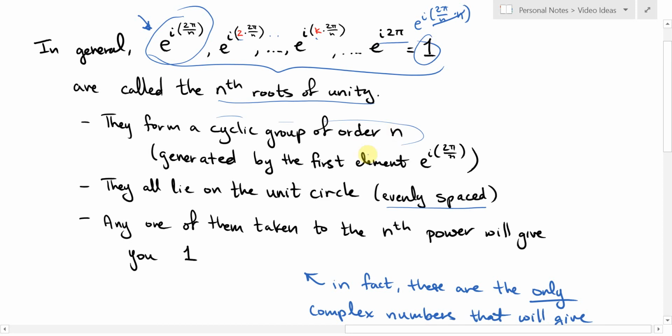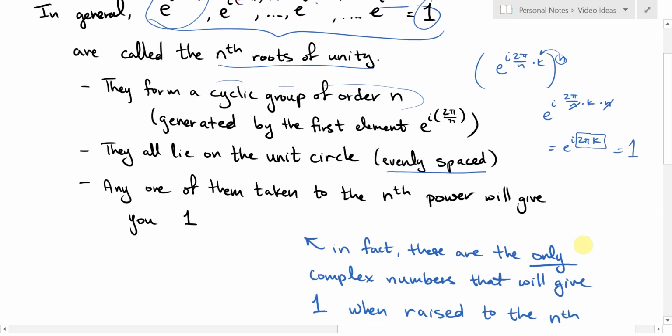So we saw that any one of them taken to the nth power will give you 1, right? So in general, these are all numbers of the form e to the i 2 pi over n times k. If you take that to the nth power, again, taking a power to a power just multiplies. So that's e to the i 2 pi over n times k times n. Well, the n's cancel, and that just leaves you with e to the i 2 pi k. But any integer multiple of 2 pi just means that we've wrapped around the unit circle k times, and it always takes us back to 1. k full revolutions always brings us back to 1.